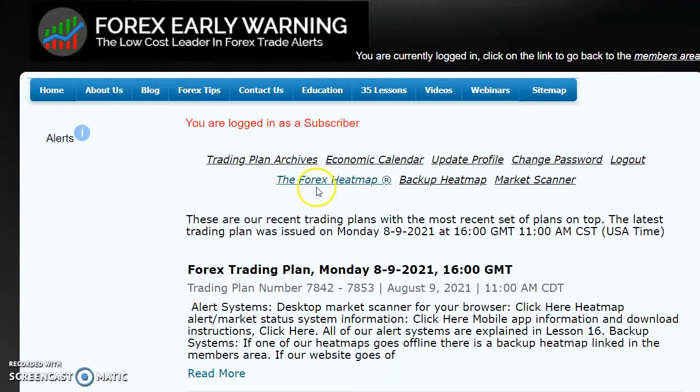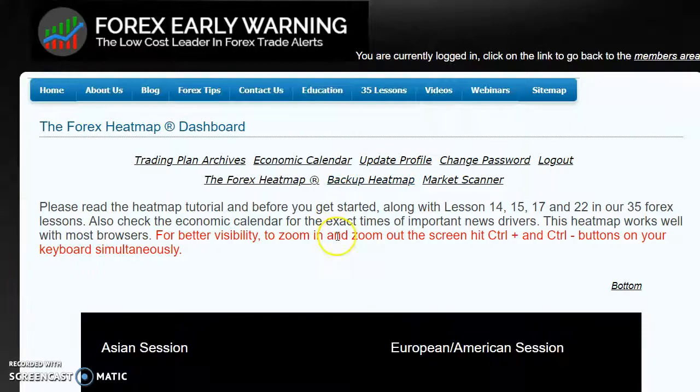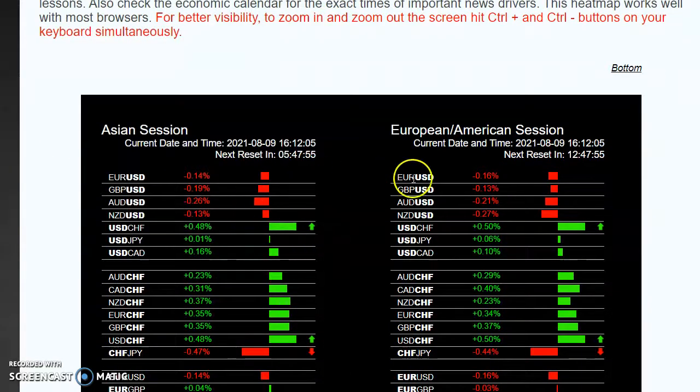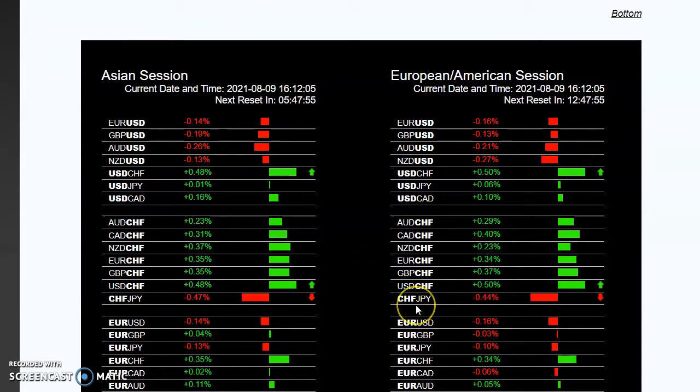Okay, so here's the Forex Early Warning website, and here's the Forex heat map. You can see our trading plans right here, Forex news calendar, and you can access the Forex heat map right here. It's live. You can see it. All the currencies are stacked on top of each other. Today the Swiss franc was weak, and the Euro Swiss is trending higher, and it moved up. It's a low percentage, but it moved up really nicely today, and so did the USD Swiss.